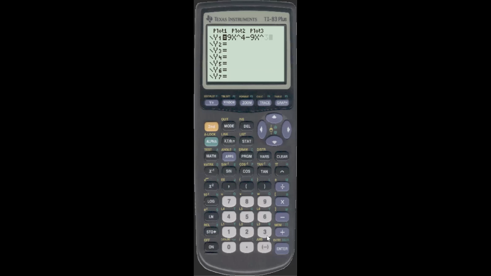Are you using your calculator pretty regularly in class? Yeah, I would say like half the time.